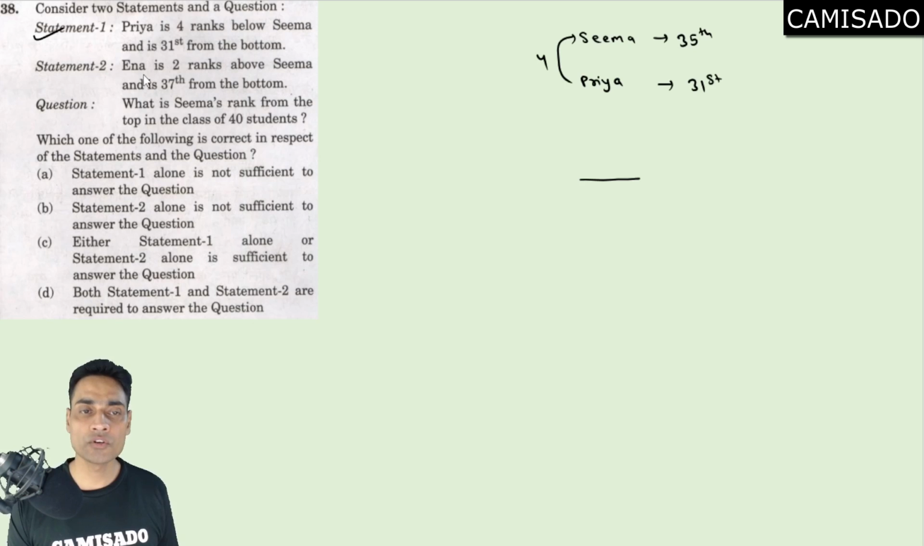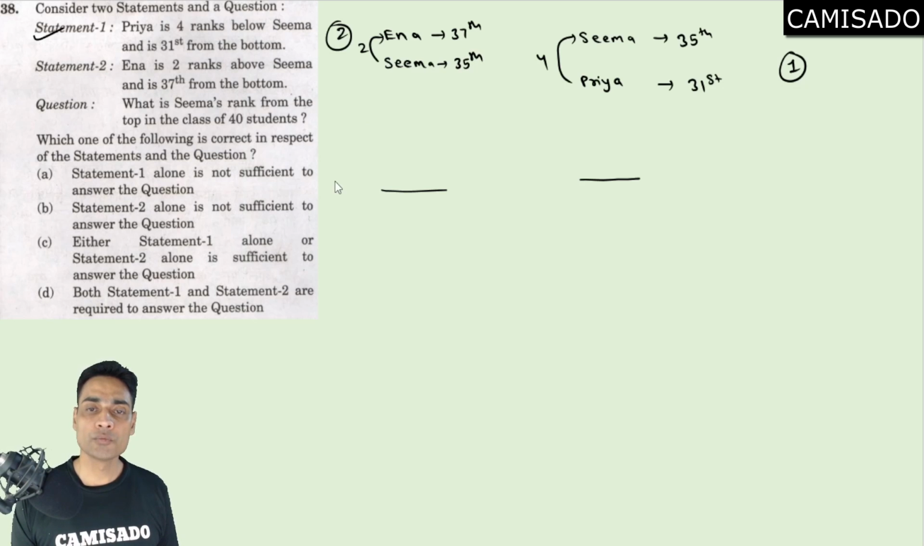Now second statement alone, Anna is 2 ranks above Seema and is 37 from the bottom. So if we consider a statement, this is from 1. Now from 2, the second statement, Anna is 2 ranks above Seema. Anna is above Seema, 2 ranks above. And from the bottom, she is getting 37th. So 2 below, again Seema will get 35th. So both 1 and 2 alone are sufficient for getting the rank of Seema.